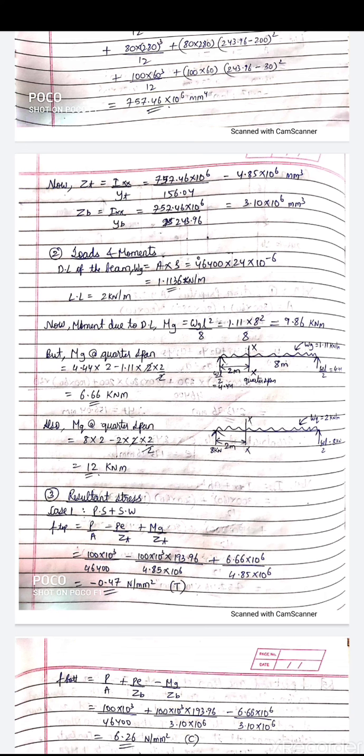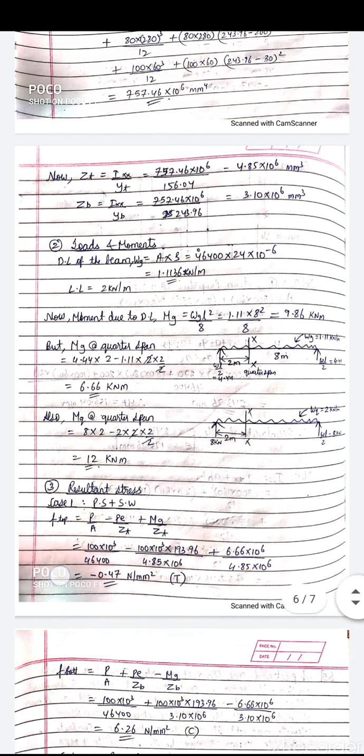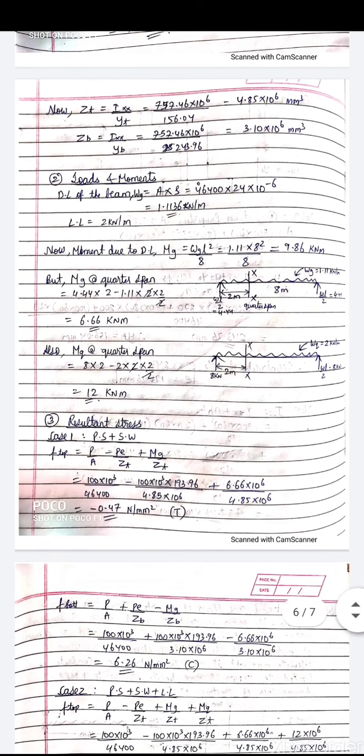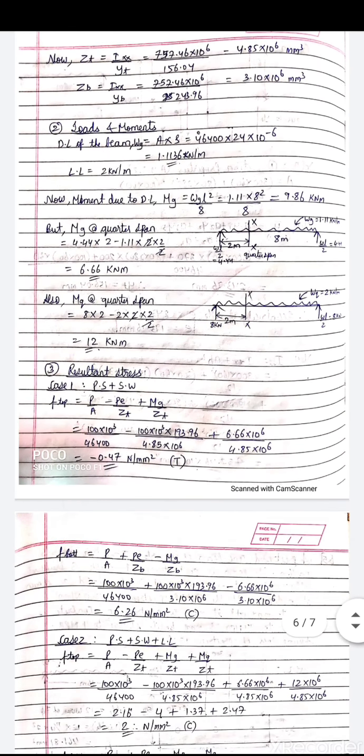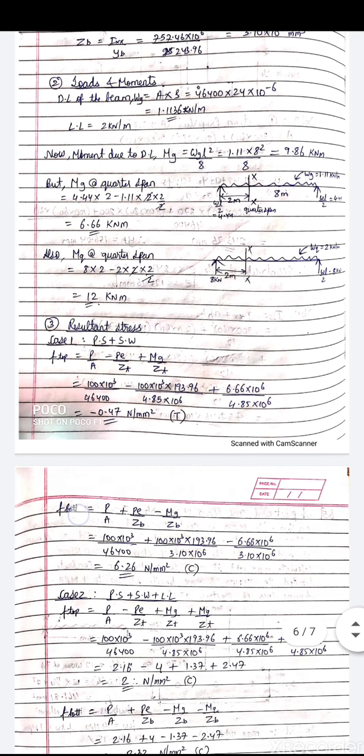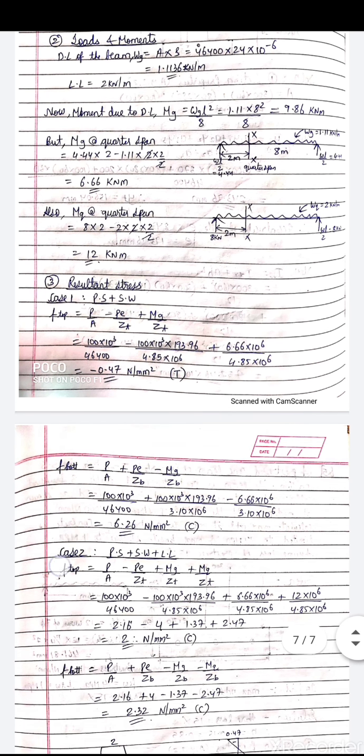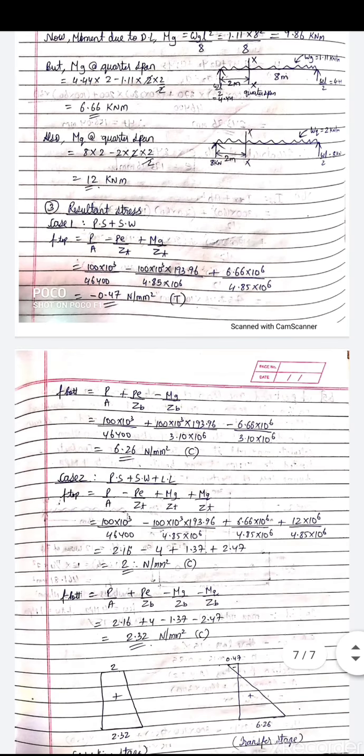Now you can find out the resultant stresses. You've got all the values. Case 1 is pre-stress plus self weight. F top is given by P by A minus Pe by Zt plus Mg by Zt. You got the value of F top, which comes out negative, that means it is tension, and F bottom is 6.26, which is positive, that means compression.